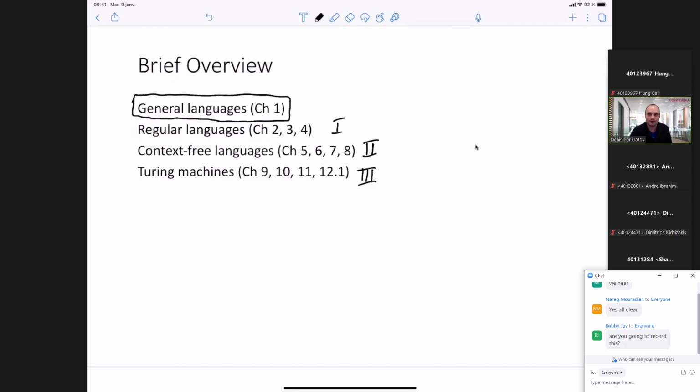So the final is going to be a similar format to the midterm. And it is going to be longer and it's going to cover all the topics.